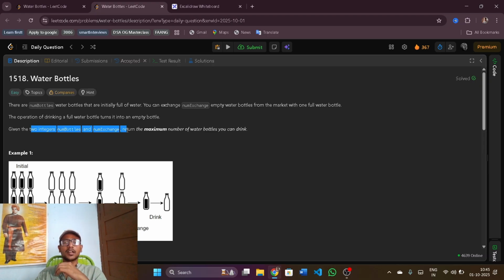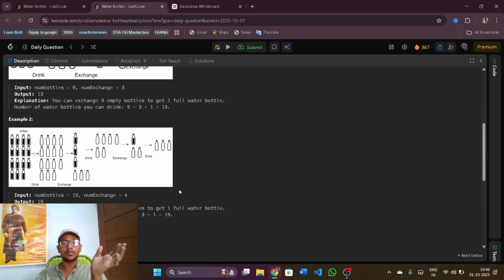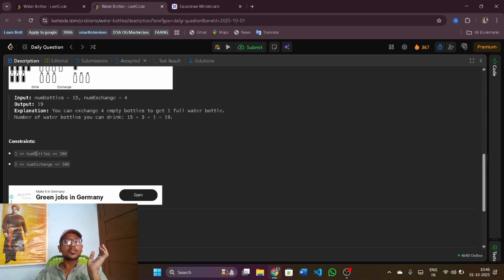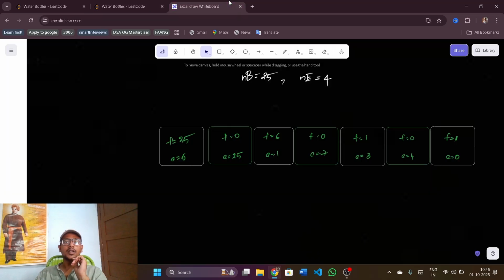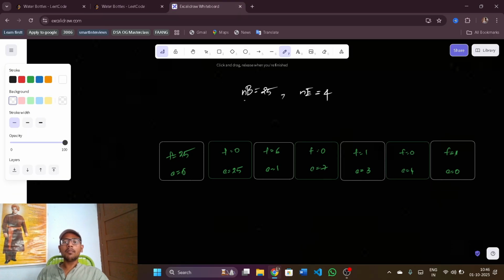Given the two integers num bottles and num exchange, return the number of water bottles you can drink. So you need to return the total number of water bottles you can drink. We have the examples, and I'll be explaining them. The constraints are small, up to 100. That's it.